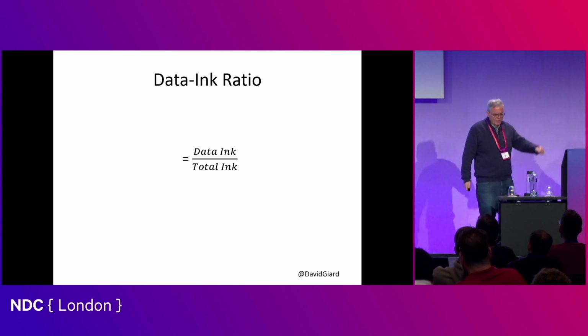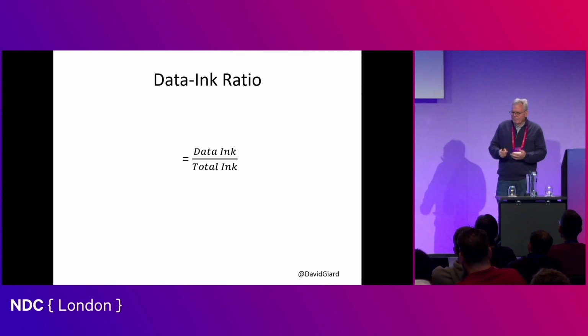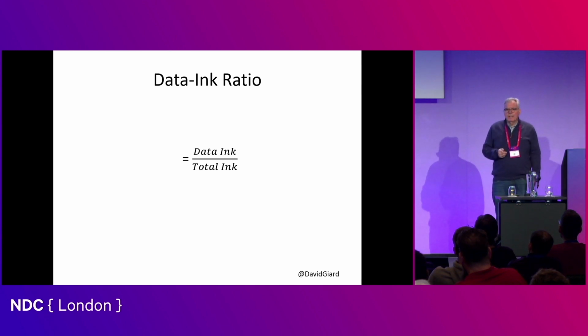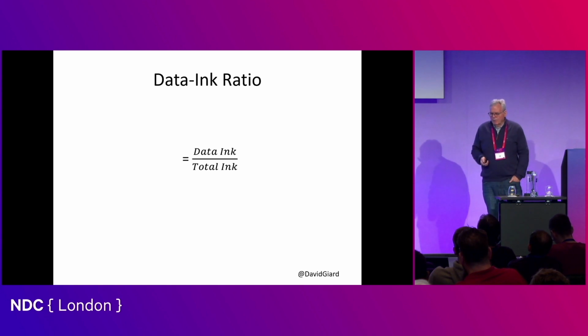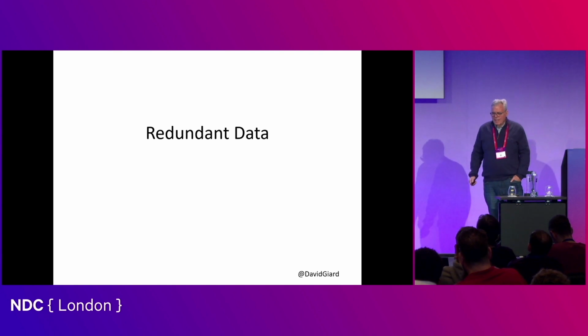The dark parts on your computer screen, that's the ink. Not all ink is data ink. So this ratio brings up the question, what is data ink versus what is not data ink? Well, I'll tell you here. Some of that ink, some of the dark parts on your visualization, are redundant data.